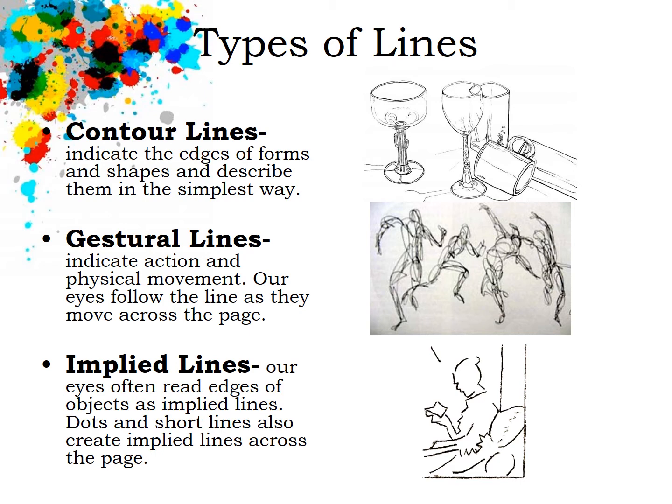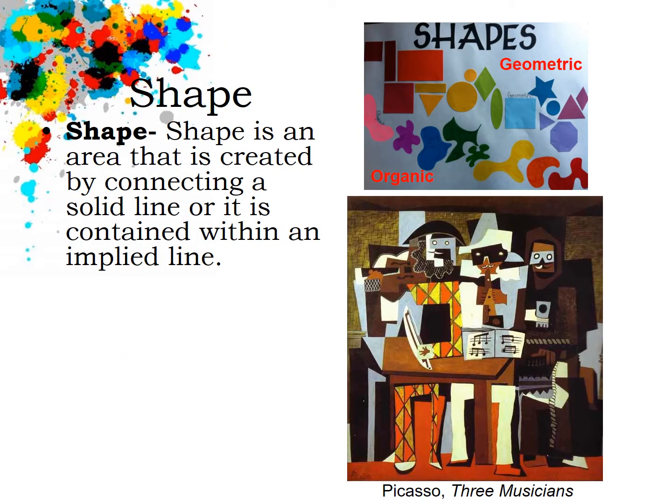Alright, next we are going to talk about shape. Shape is an area that is created by connecting a solid line or is contained within an implied line. So you can go ahead and pause it for now, and then when you're done with your definition, we'll resume in a moment.